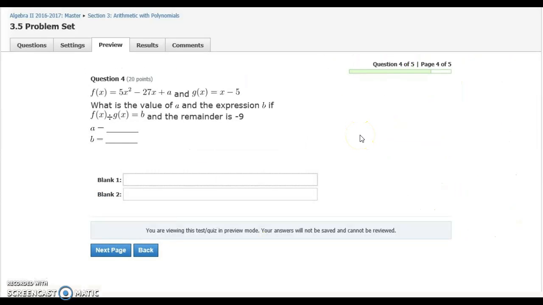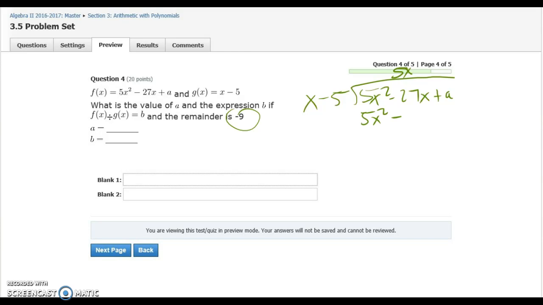Let's go ahead and move through this particular example here. So we've got 5x squared minus 27x plus a. And that's being divided by x minus 5. We have a remainder of -9. So the first thing I'm going to put here is 5x, and I multiply that through to get 5x squared minus 25x. I subtract both of these. This is 0, this is -2x, and then I bring down plus a.